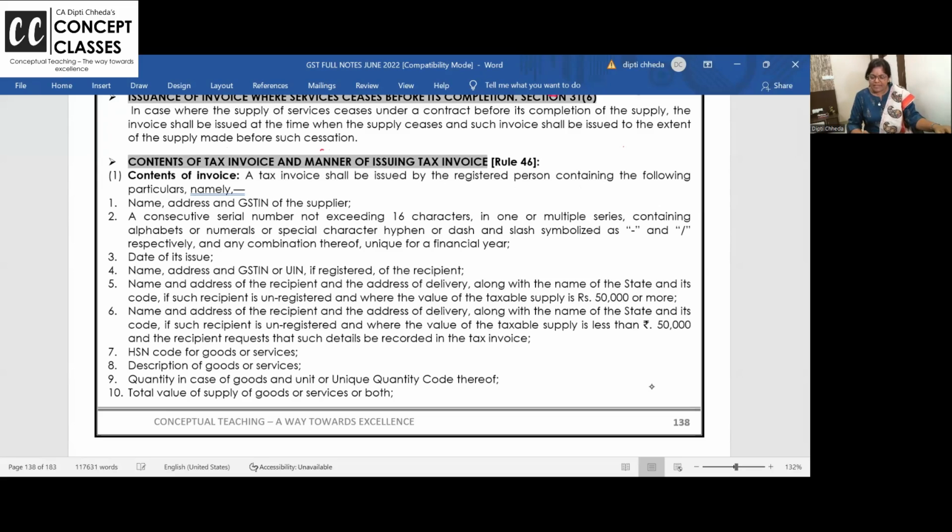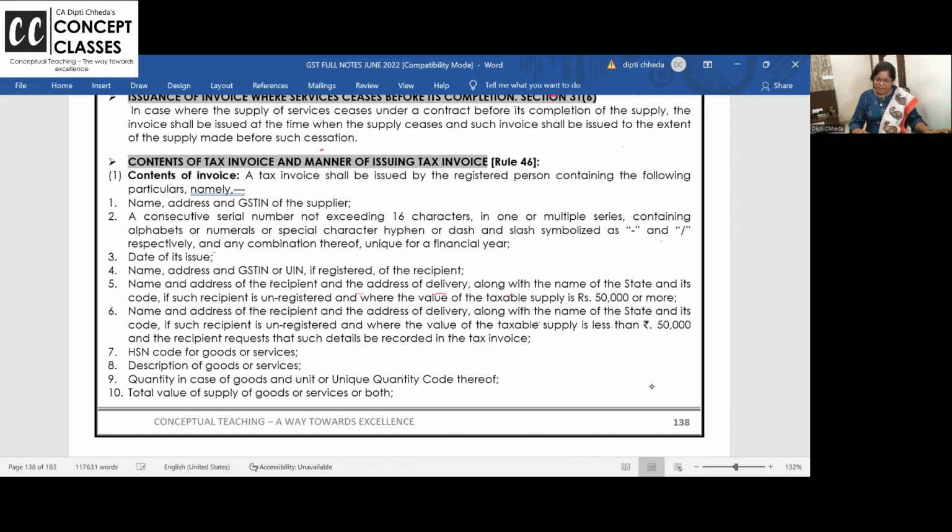Name, address and GSTN number, 15-digit number of supplier, serial number not exceeding 16 characters, multiple series containing alphabet, numerical, hyphen, dash, slash, you can put anything. The invoice should have a serial number. Date of issue, name, address and GSTN or unique identity number if registered of the recipient, name and address of the recipient along with state and code. If such recipient is unregistered and where the value of taxable supply is 50,000 or more, then their address is also needed. Name and address of recipient along with name of state and code.